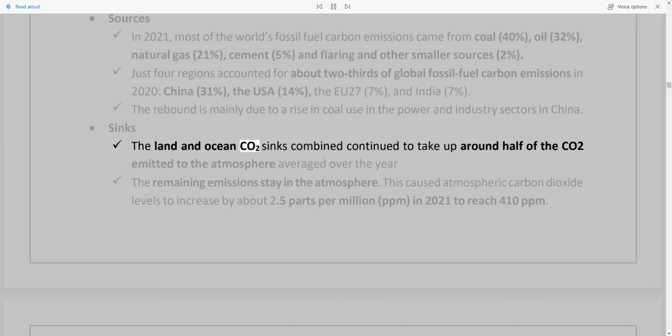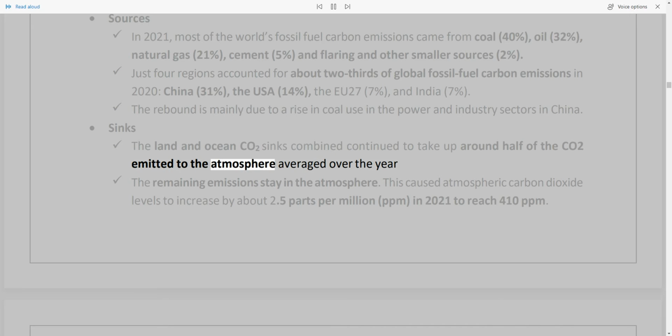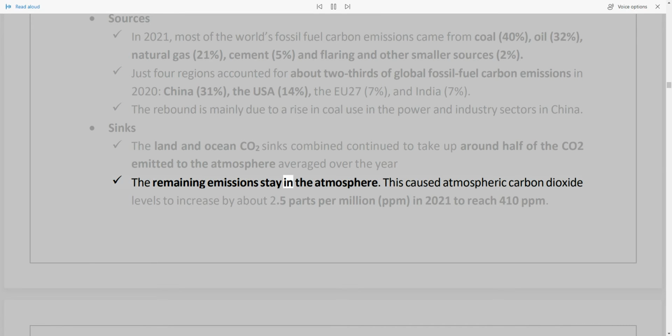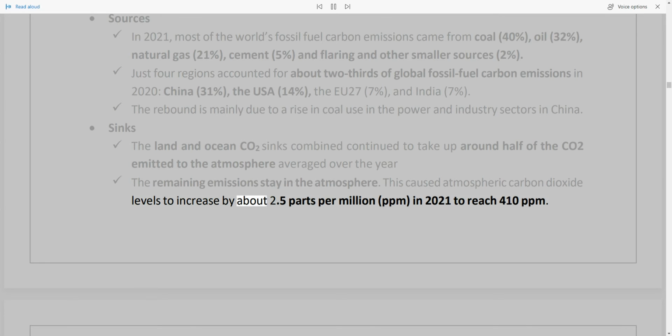Sinks. The land and ocean CO2 sinks combined continued to take up around half of the CO2 emitted to the atmosphere averaged over the year. The remaining emissions stay in the atmosphere. This caused atmospheric carbon dioxide levels to increase by about 2.5 parts per million, ppm, in 2021 to reach 410 ppm.